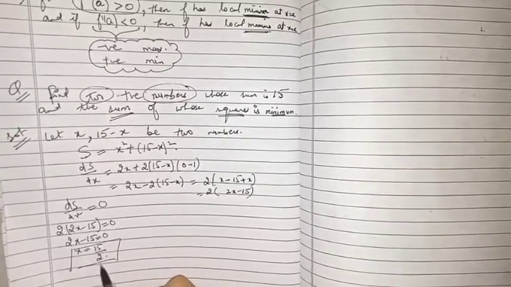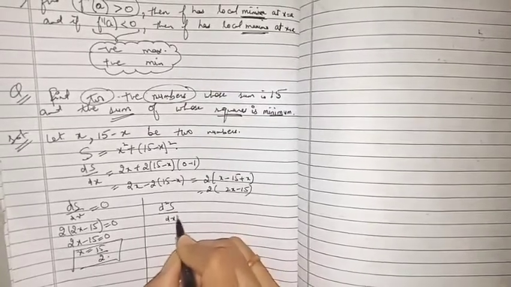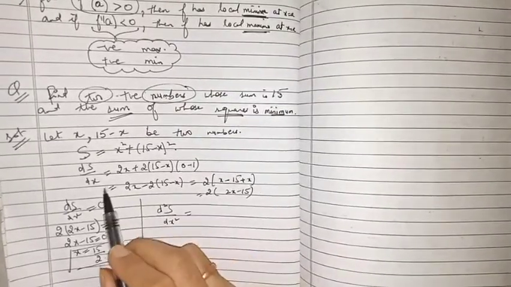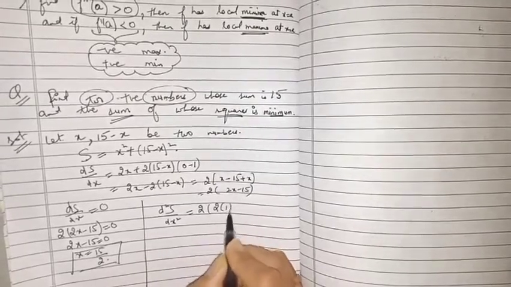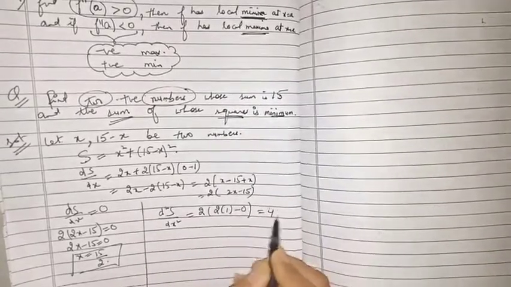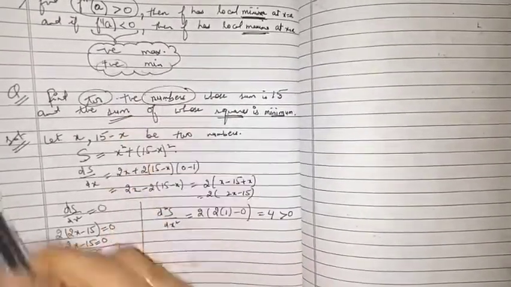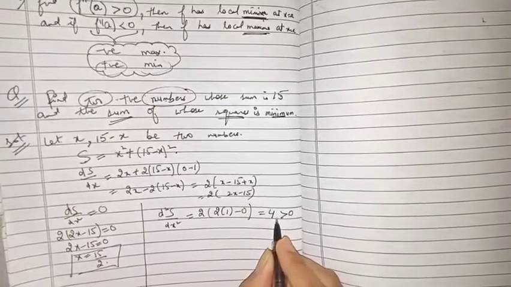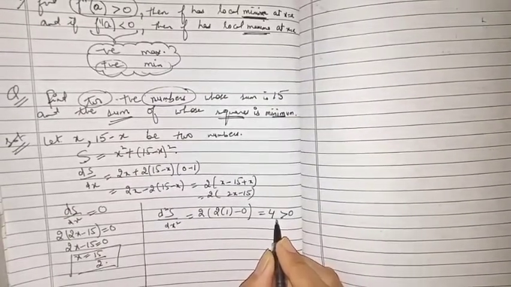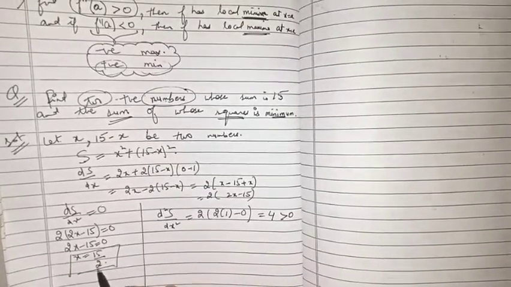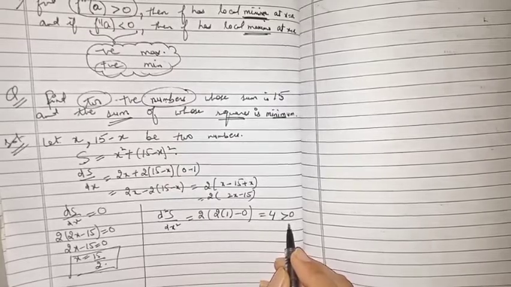So this is my x. Now I need to find the double derivative so that I can check its sign. What is the double derivative? It will be 2 into 1 minus 0. It is 4, which is positive. And you know that for positive it is minimum, right? There is no x in the double derivative. If there lies any x value, then we will put x equal to 15 over 2 and then check the sign of the double derivative. Here it is very easy because 4 is always positive.